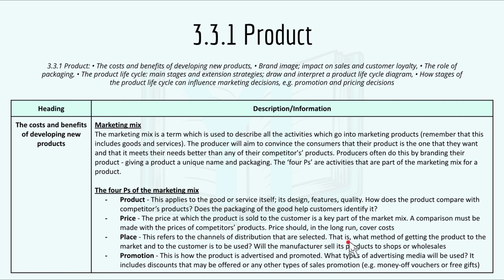That is, what method of getting the product to the market and to the consumer is to be used, like direct selling or any other methods. And will the manufacturer sell its products to shops or by wholesalers? And for promotion, this is like how the product is advertised and promoted, and what types of advertising media will be used. It includes discounts that may be offered or any other types of sale promotion, like money off vouchers or free gifts or like buy one get one free.